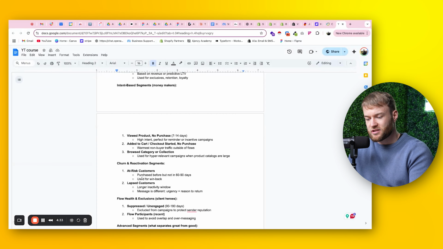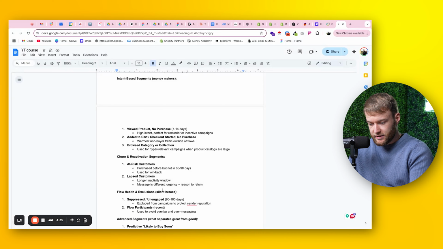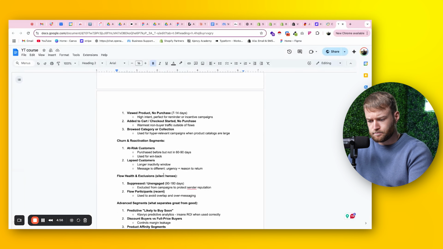Then you've got your browsed category or collection. These are used for hyper-relevant campaigns when product catalogs are large. So if you're a clothing brand and you've got specific tracksuit bottoms, you can actually create a segment based off of people who viewed that specific product, and you can run campaigns to them with the specific product inside, which does really, really well.